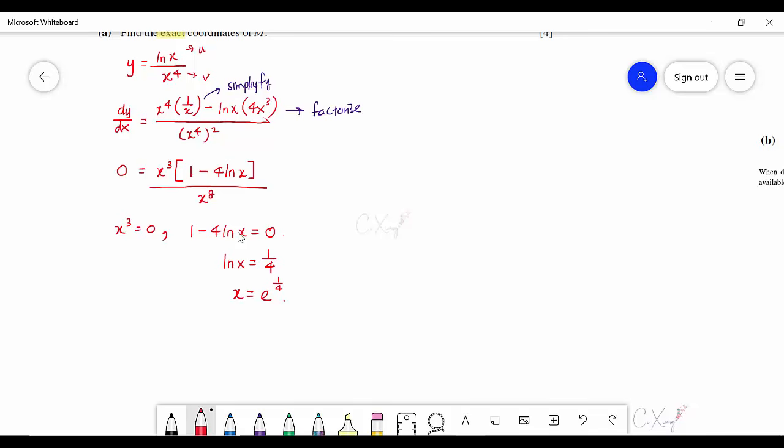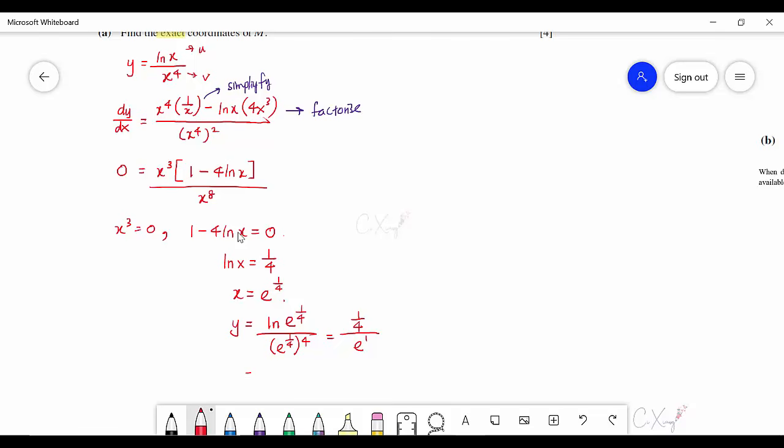So this is the x coordinate for the m. After that, I want to get the y coordinate for the m. Therefore, I substitute this value of x into the y equation. So I'm having e power 1 over 4 divided by e power 1 over 4 power 4. On top you're having 1 over 4. The denominator you are having e power 4. Oh, sorry, e power 1.